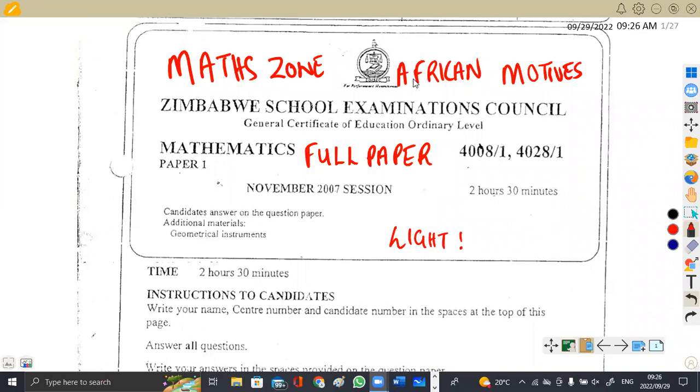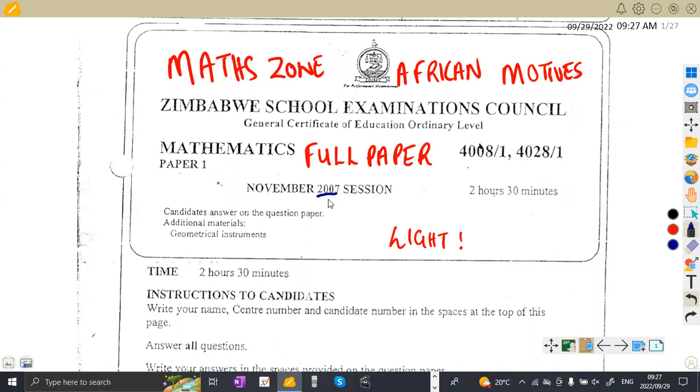Still working on O-level mathematics past exam papers. So I'm not gonna waste much time. I'm just going to focus on this paper, November 2007 paper one. It's actually one of the best question papers. It was a simple question paper.